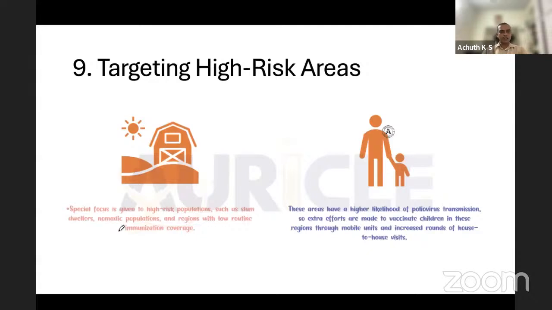How was the targeting of high-risk areas done? First, the high-risk areas were identified. High-risk populations and high-risk areas were identified, such as slums, nomadic populations, and regions with low routine immunization coverage. Later, they decided whether there was polio transmission or not, and efforts were made to vaccinate these children through mobile units. Instead of asking them to come to the hospital, the mobile units were sent and rounds of house to house visits were conducted.